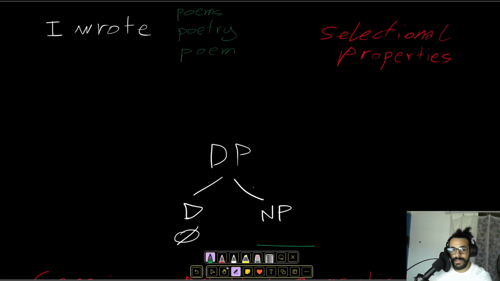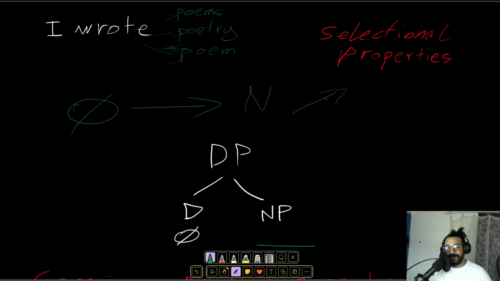The second point here is the selectional properties of the null determiner, and we have this sentence here again. I wrote poems, I wrote poetry, but "I wrote poem" is incorrect. Why? What does that say? It says that the null determiner selects for a noun that is either a plural noun, like we see in here, or a mass noun, like poetry. So you can say "I wrote poetry" and "I wrote poems," but you can't say "I wrote poem."